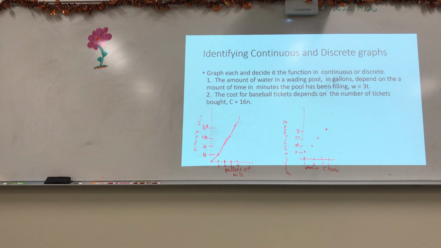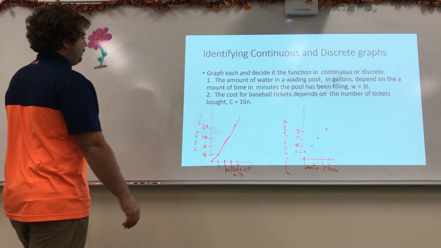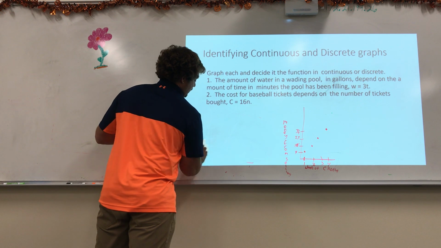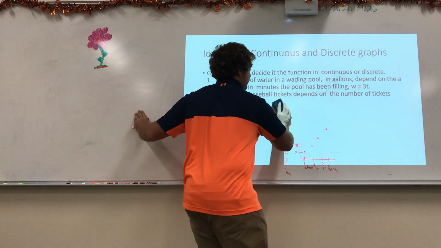Graph each and decide if the function is continuous or discrete. The amount of water in a wading pool in gallons depends on the amount of time in minutes the pool has been filling. Okay? So, the thing about filling in a pool, we'll make a graph for that one first.